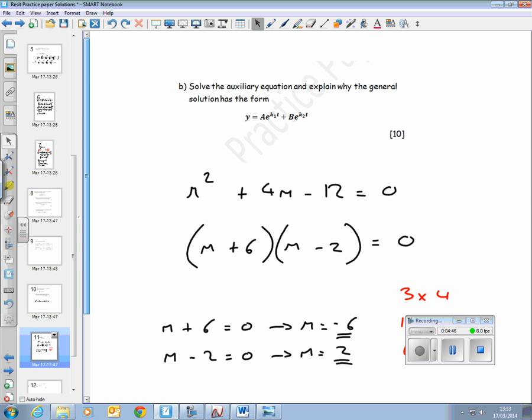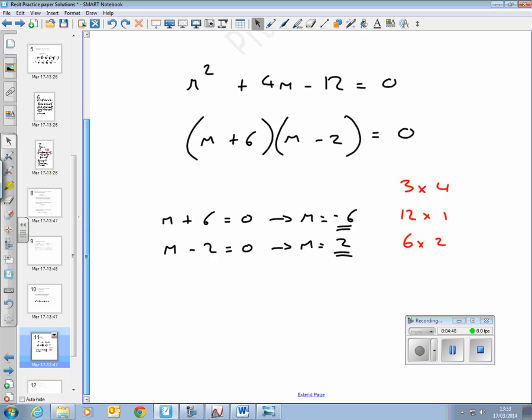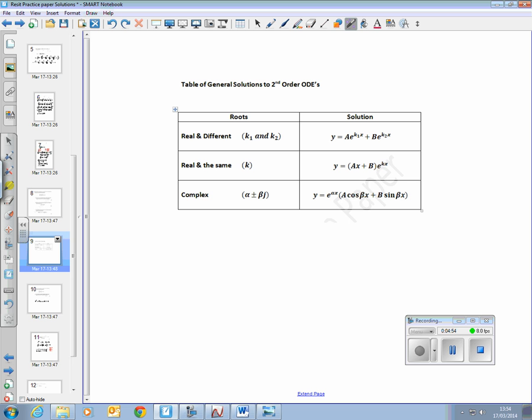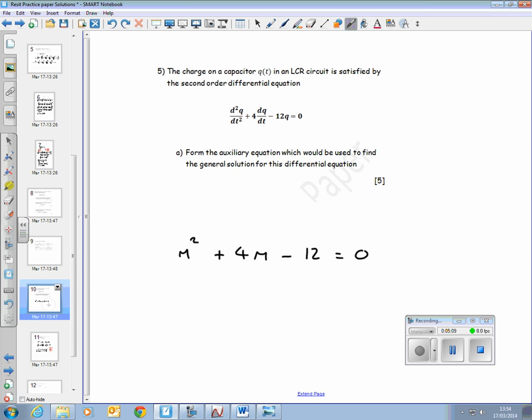So we've solved it. We explain why the general solution has this form. Well, if we look at our table, we can see that we've got two real and different solutions, and so it must be of this form. So that's your explanation, because we've got two real and different solutions. We now know what K1 and K2 are, and so we can put them in.